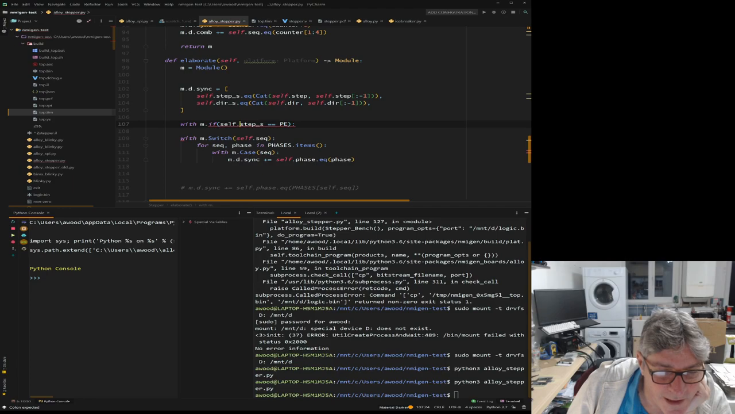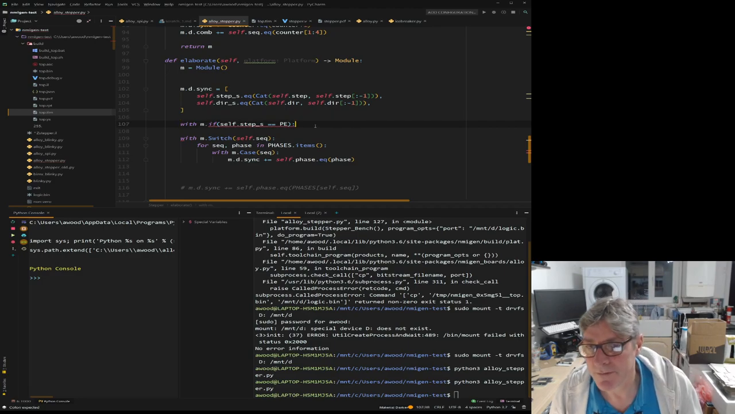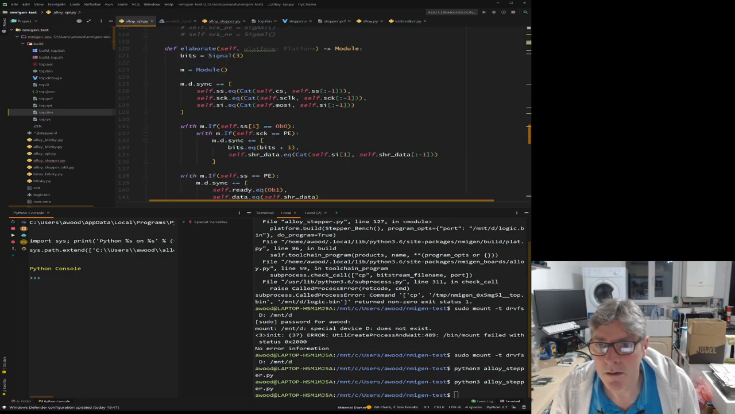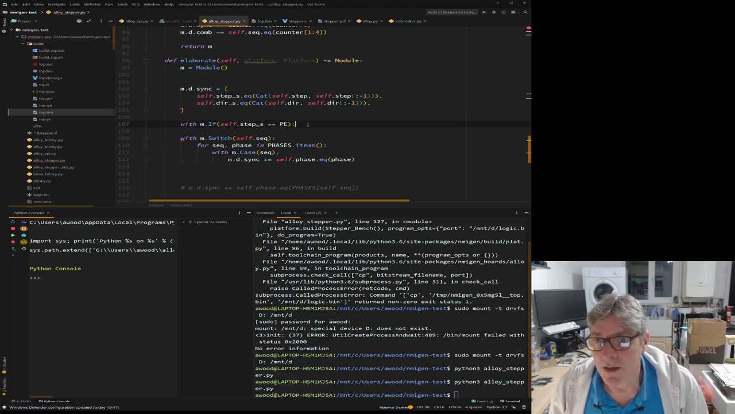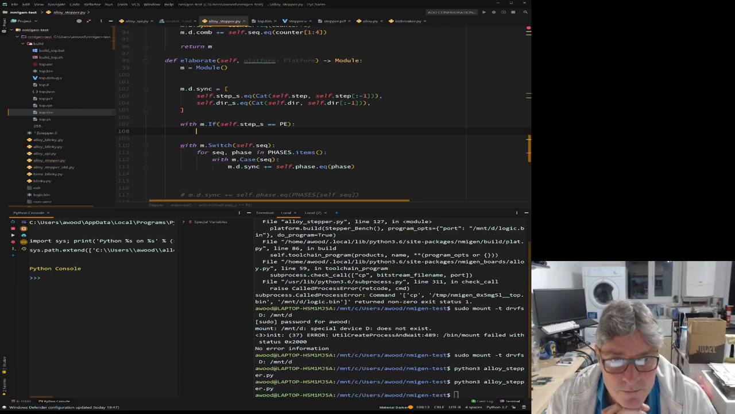Laurie saying, but isn't the whole thing going to be in the same clock domain? Possibly, yes. But I don't know that at this point. Wait a minute. Oh, damn it. Of course. Right, so when I get a positive edge of the step, what I actually want to do is change the sequence value. And it's going to depend on the direction.